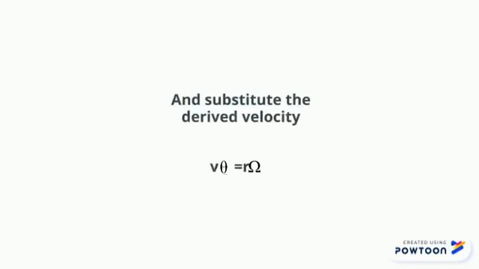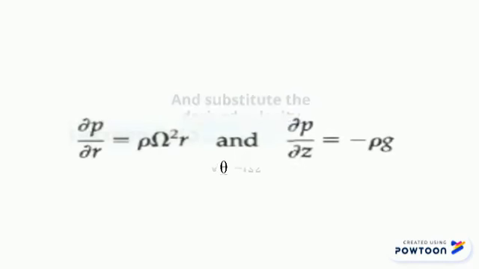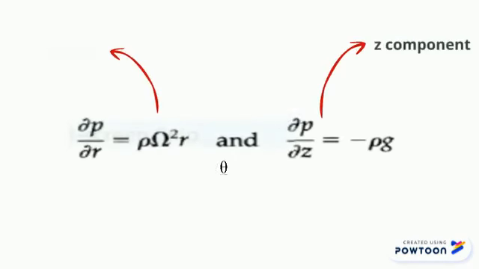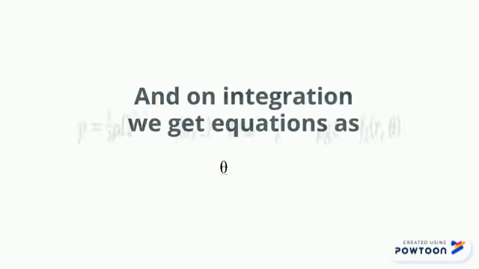And first substitute V equals omega r. We will get this equation for the z component and the r component. And then we will integrate this equation to get the pressure function.